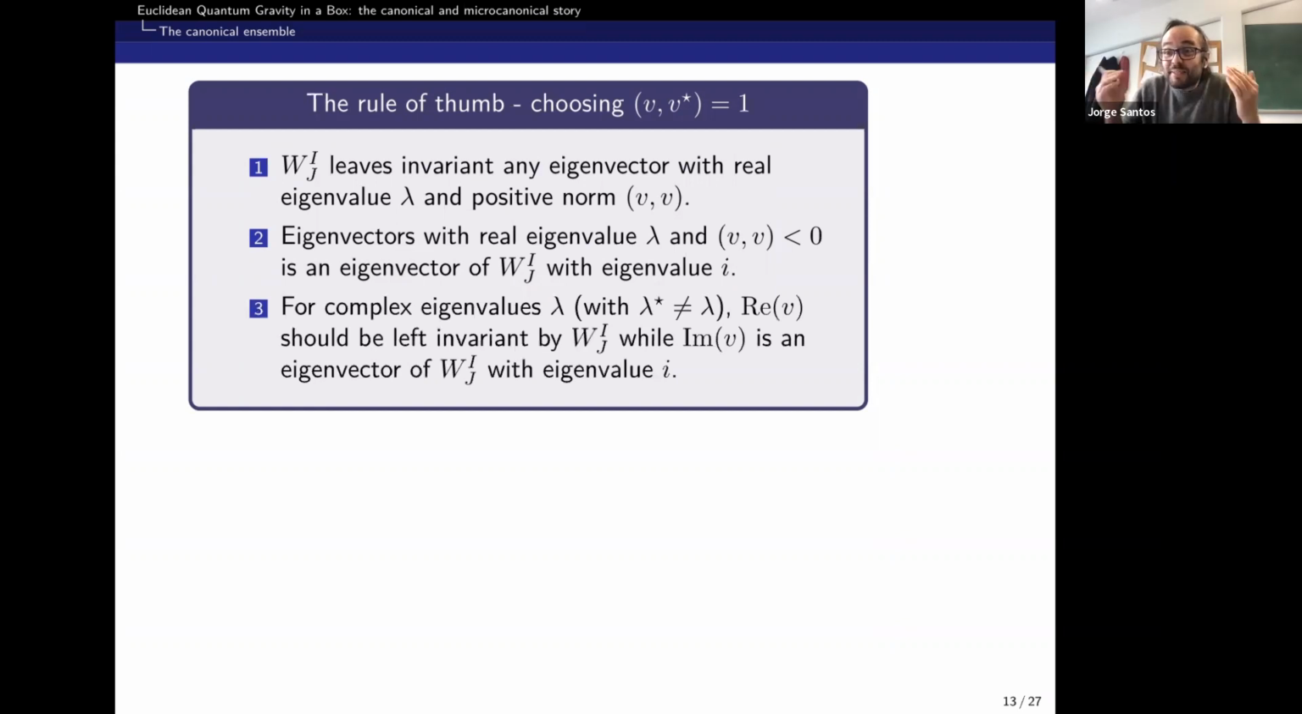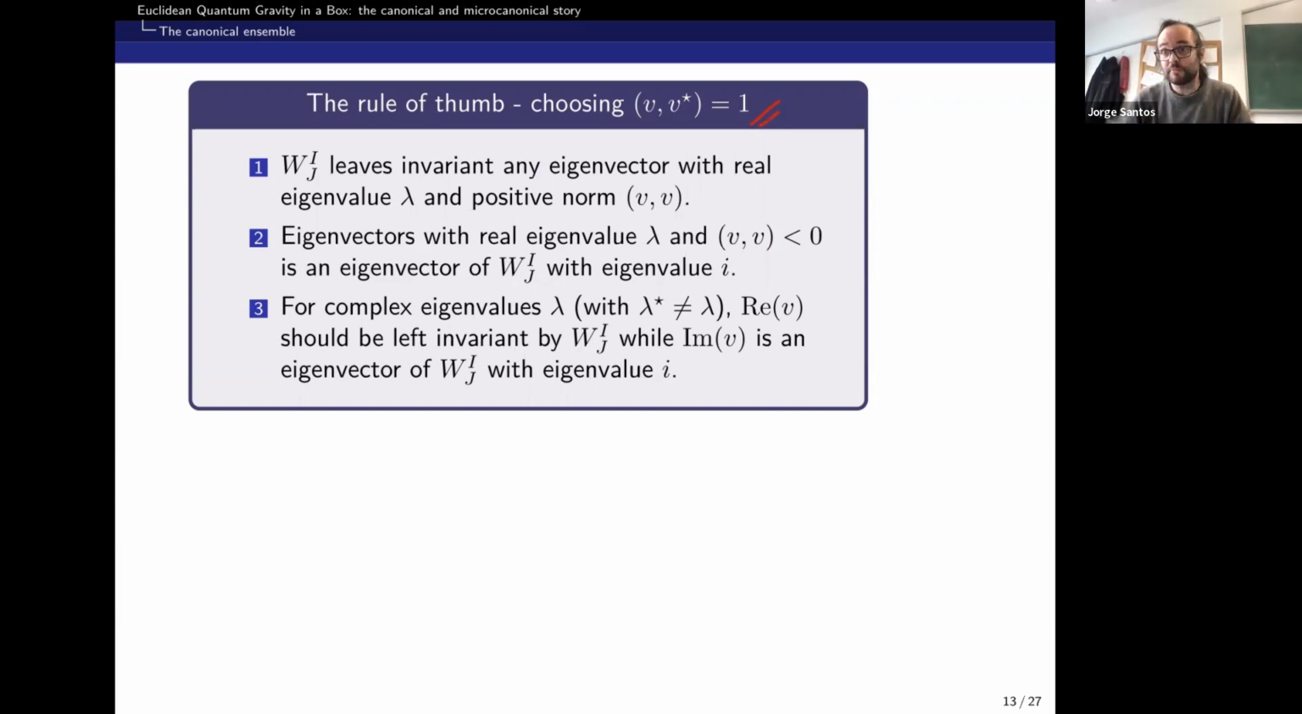What about the case that is more interesting? What about the complex case? What the hell do you do? Well, as I just said, you gave a meaning to the real part of V and the imaginary part of V by demanding this normalization. With that normalization, you will choose things such that the real part is left invariant and the imaginary part is multiplied by i. That's what you should do.